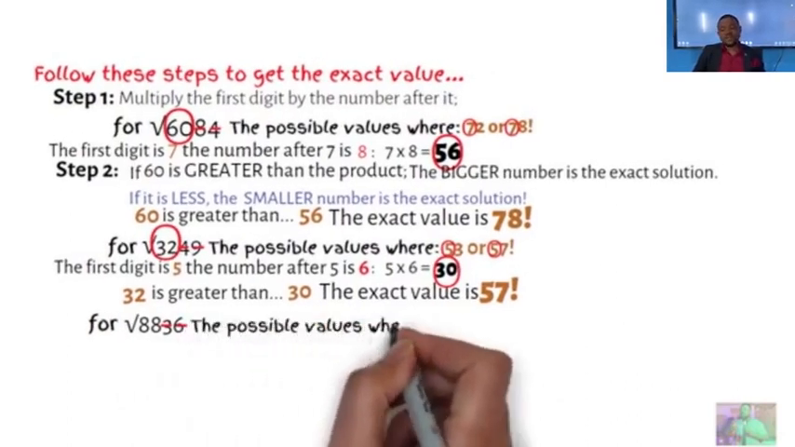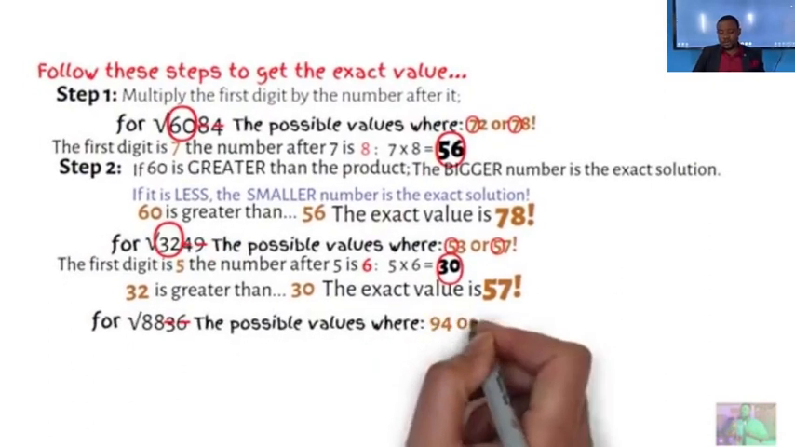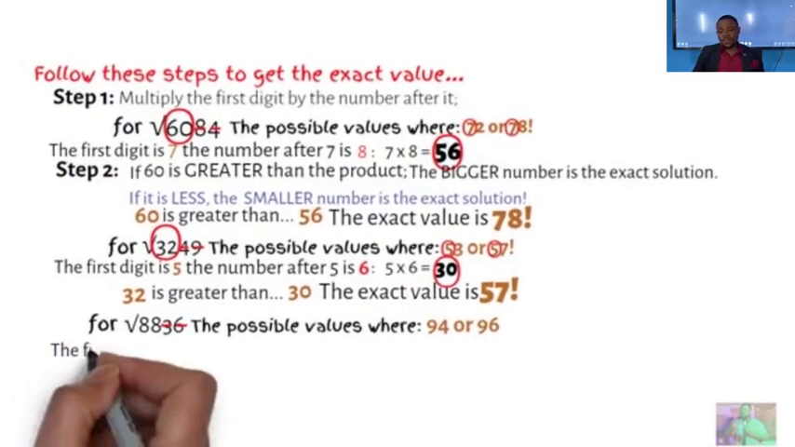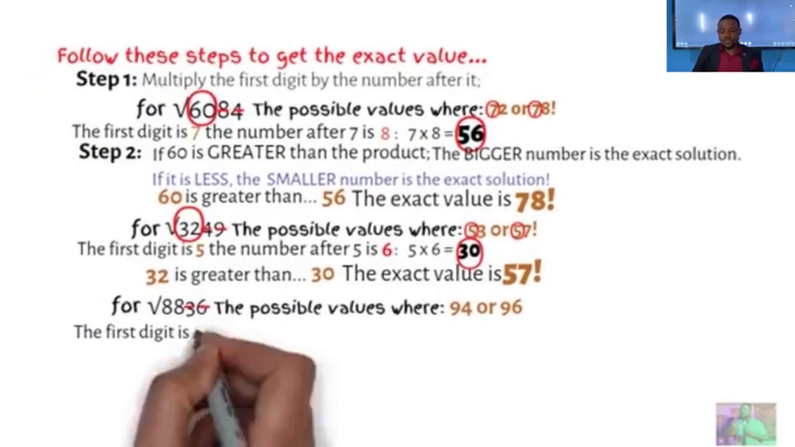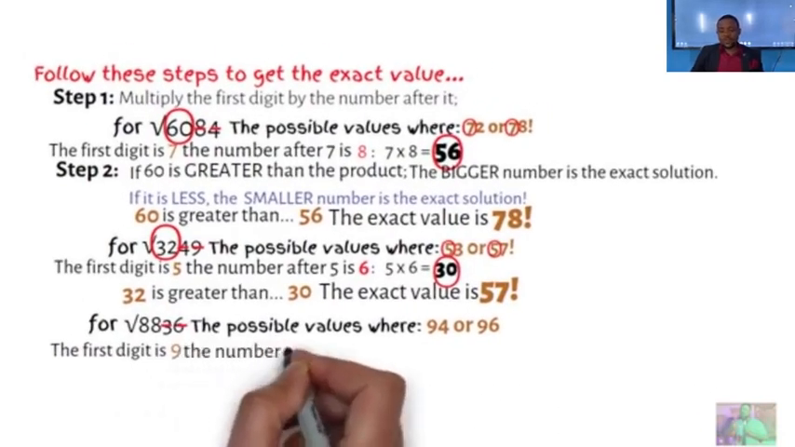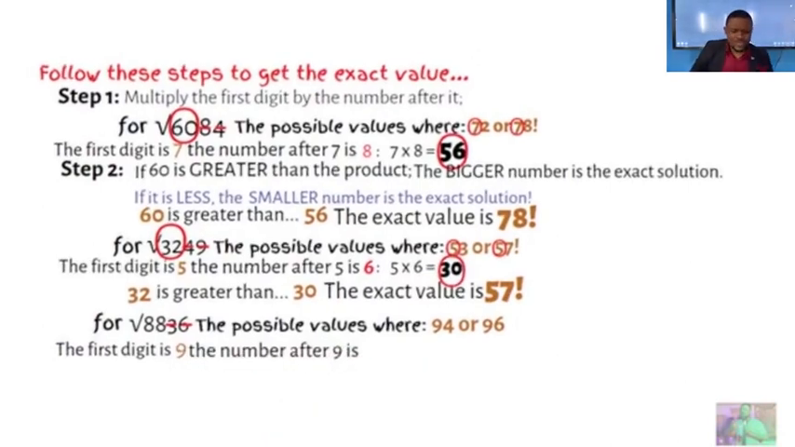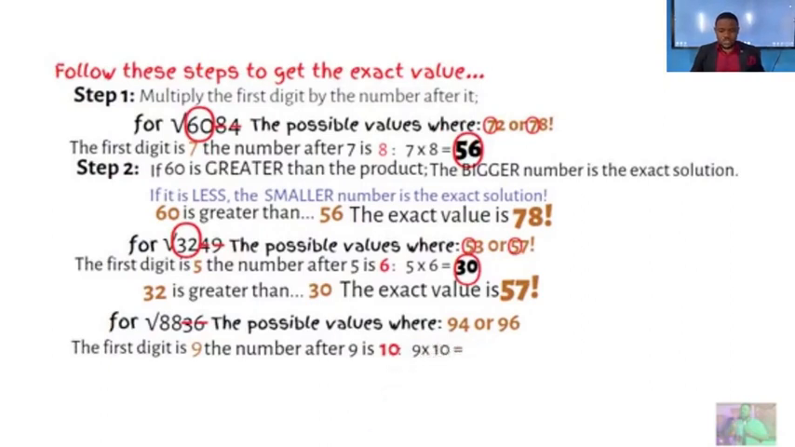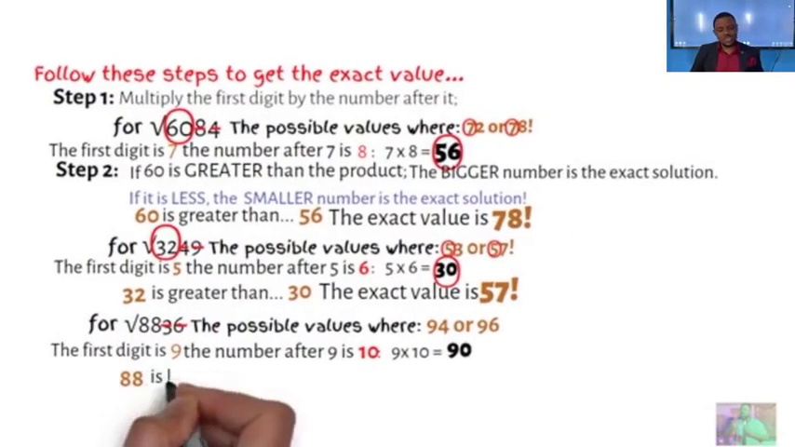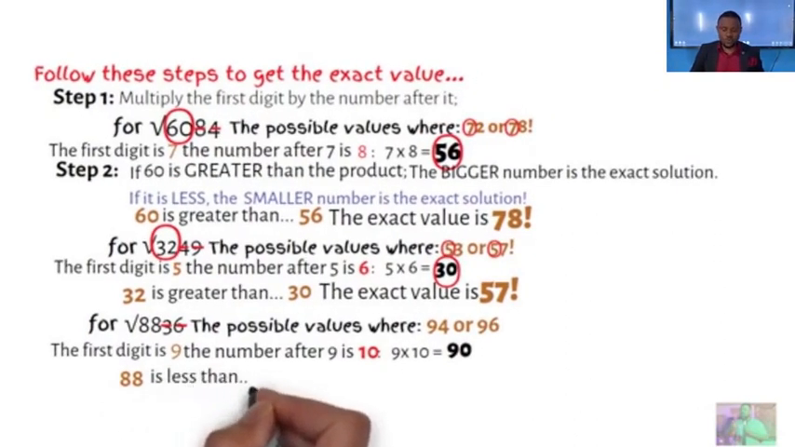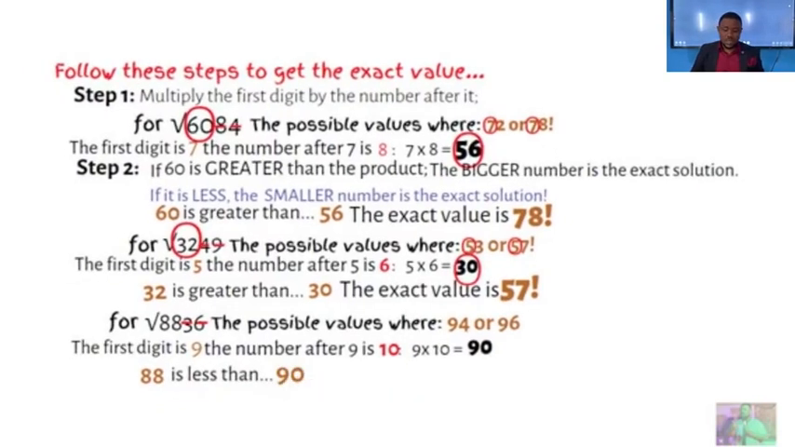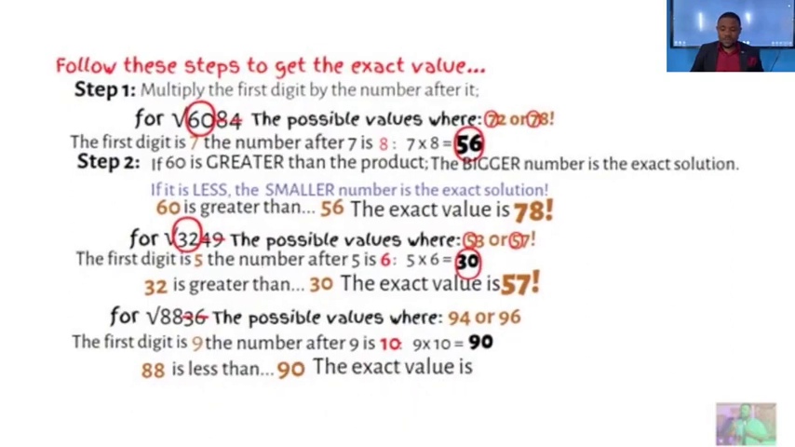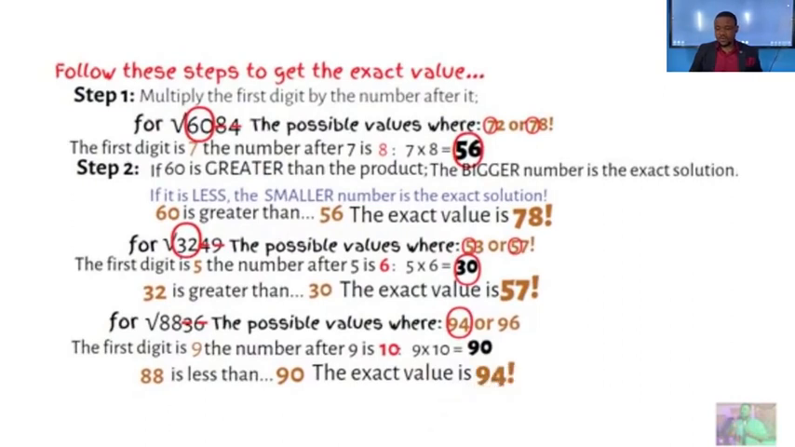The next example, I have 8837. The possible values we had were 94 or 96. So we'll do the same thing. It's going to be 9 times 10 this time. And 9 times 10 is going to give us 90. So the question is, 88 and 90, which is greater? 88 is less than 90. So I'm taking the smaller value in this case. I'm going to take 94 instead of 96. The exact value is 94. Good.